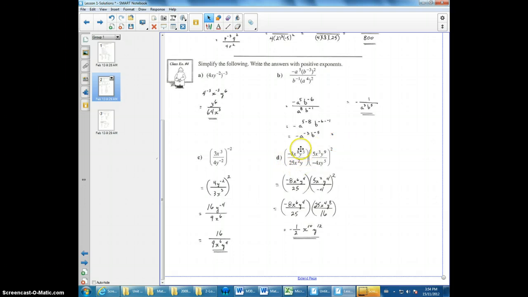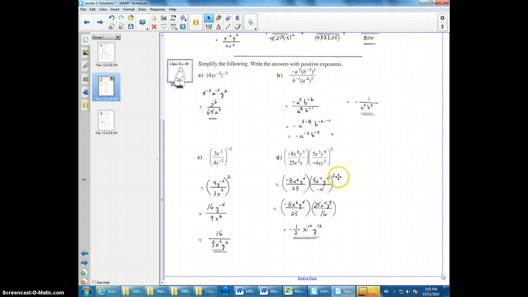So looking at this first fraction, negative 8 over 25 cannot be simplified. X to the 8 divided by x squared, well, I simply go 8 minus 2, x to the power of 6. Y to the power of 5 divided by y, well, that's 5 minus 1, simply y to the 4. Now this fraction, 5 over negative 4 cannot be simplified. X cubed divided by x, well, that's 3 minus 1 will give me x squared. And y to the 9 divided by y to the 5, that's 9 minus 5 is 4.